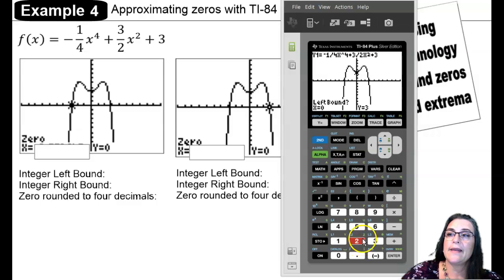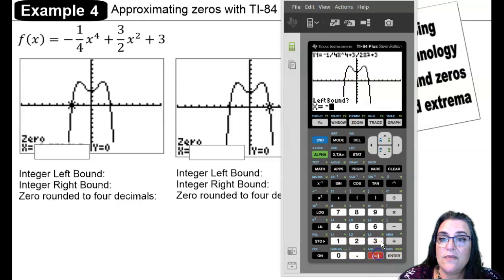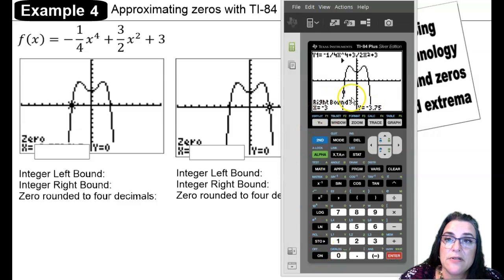So we press 2. Now the calculator is going to ask us 3 questions. The first question it asks down at the bottom is, what is the left bound? That's asking us to find a point to the left of where the zero is. If we look at the graph, there's negative 1, negative 2, negative 3, and it looks like it's crossing just inside of negative 3. So I'm going to type in negative 3 as my left bound and press enter. Now it asks for a right bound, and I'm going to pick an integer to the right of where that zero occurs on the x-axis, and that looks like negative 2. So the zero is somewhere between negative 3 and negative 2.